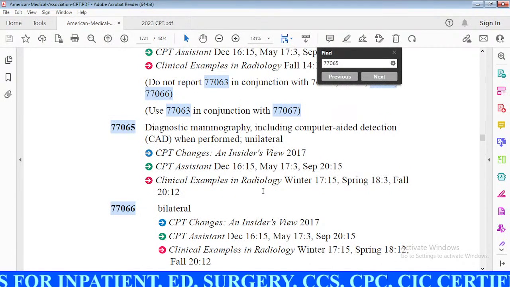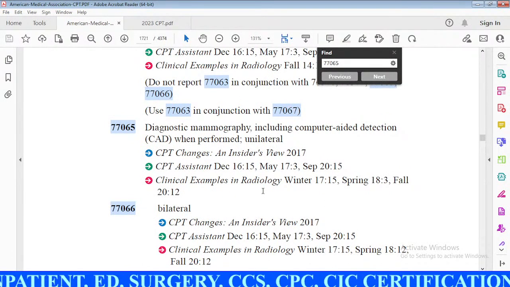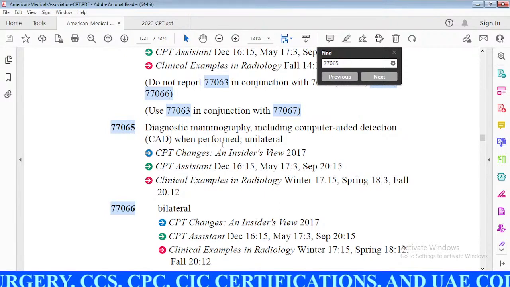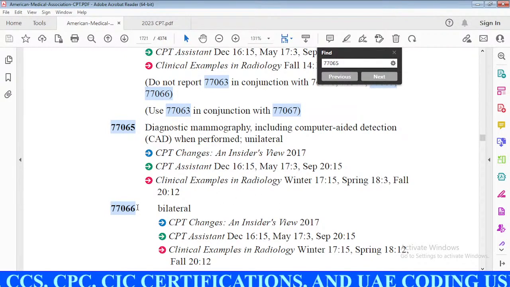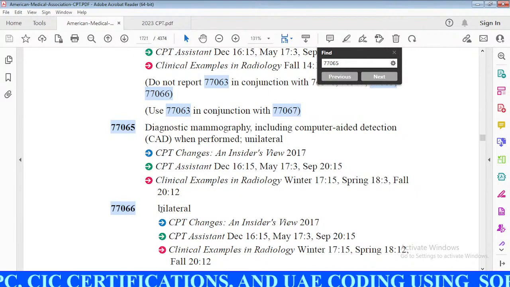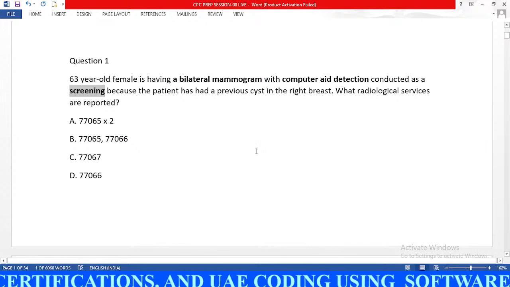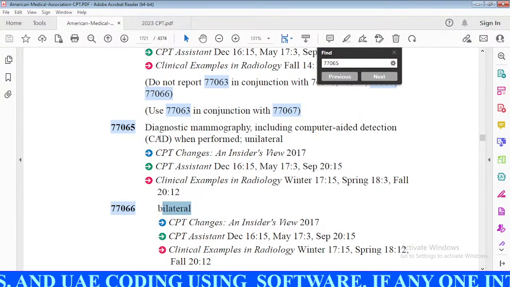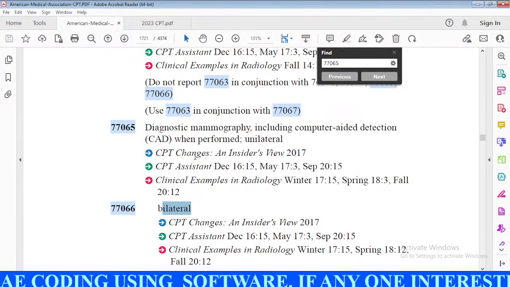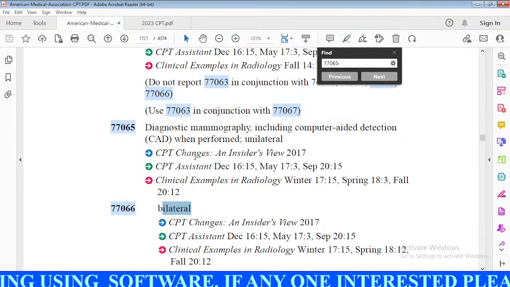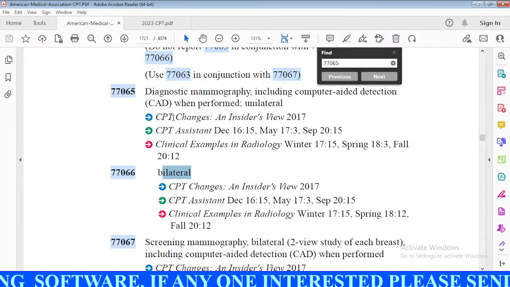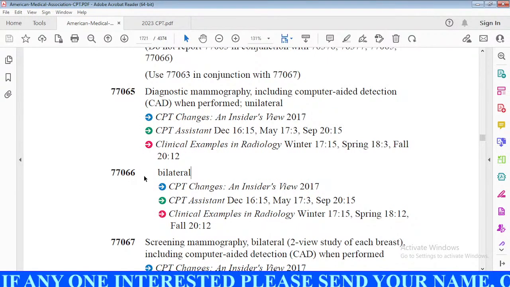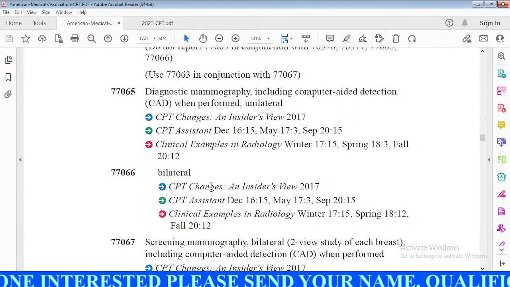So 77065 is wrong. Obviously, 77065 and 77066, we can't code both codes. Why? 77065 is for unilateral. If the patient is having bilateral, we need to code 77066. But as we have one keyword mentioned as screening, in this code description we did not find the word screening. Because of that reason, 77065 as well as 77066, both are wrong as there is no mention of screening in these code descriptions. So 65 and 66 are wrong, and the option with both is wrong.